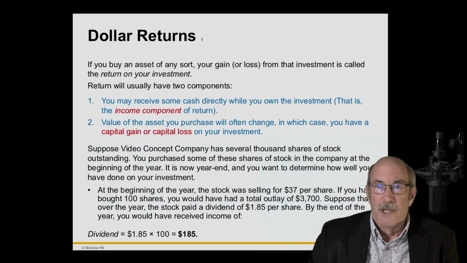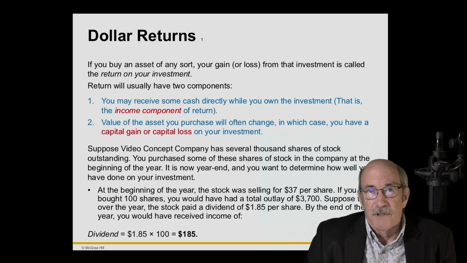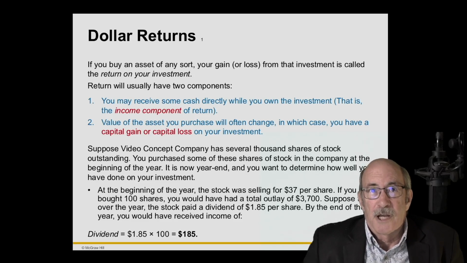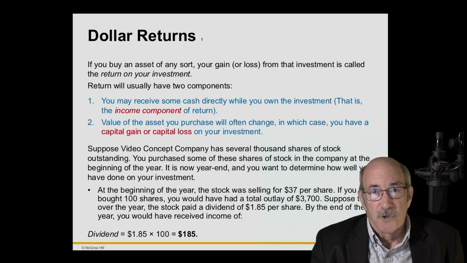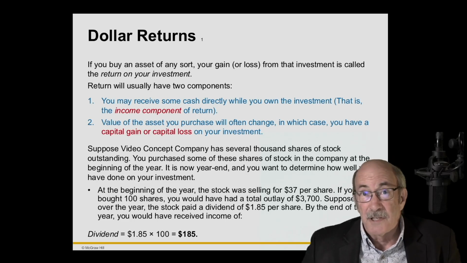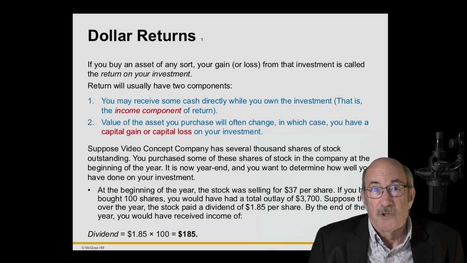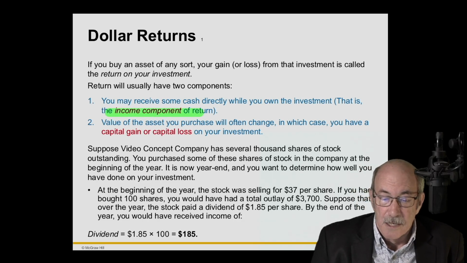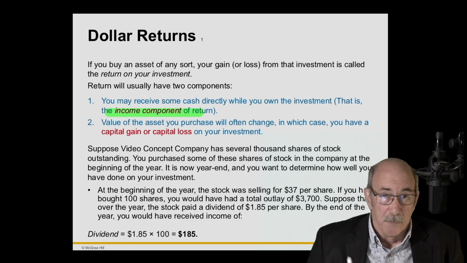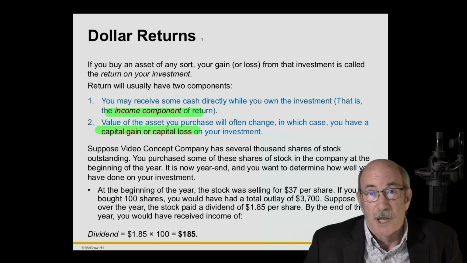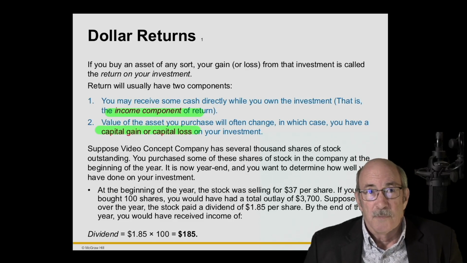All right, so this part should be relatively simple. We're just calculating a return for an equity here, and we're assuming that this particular equity pays a dividend. So here, to get our dollar return, we're looking at two components. We're looking at an income component, that would be, in this case, our dividend, and we're looking at a capital gain or capital loss, which would be the change in the value of the stock.